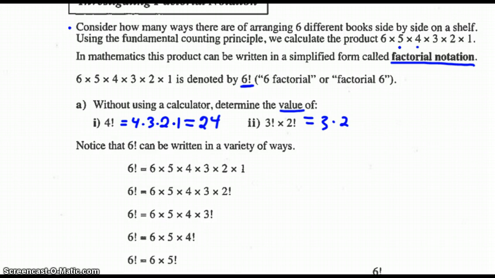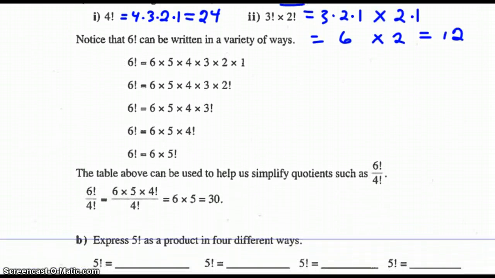3 factorial is 3 times 2 times 1, multiplied by 2 factorial, which is 2 times 1. So we've got 3 times 2 times 1 is 6, multiplied by 2 times 1, which is 2. That gives us 12. Notice that 6 factorial can be written in a variety of ways.